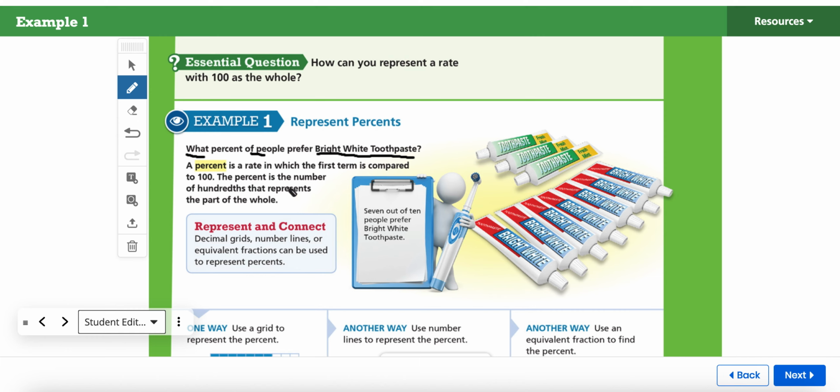So we have the toothpaste, and first let's talk about what a percent is. A percent is a rate in which the first term is compared to 100. So whenever you're talking about percent, we're going to think of that number 100. The percent is the number of hundreds that represents the part of the whole.